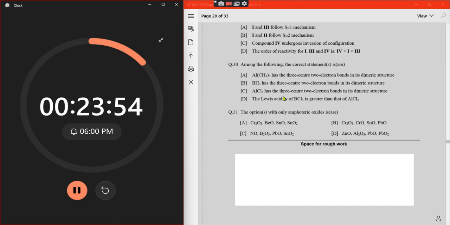Like a positive charge imparted. नहीं, ये just coordination है. So for AlCl3 it's just coordination. That's not the thing. No.